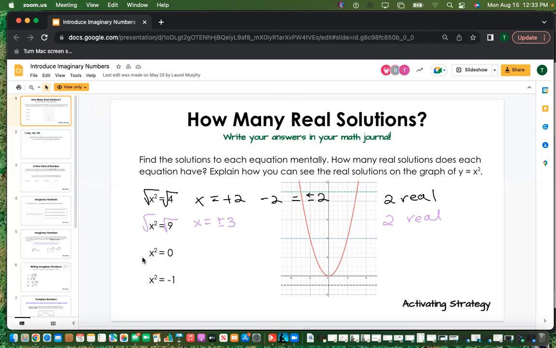What about the next one? Well, when I take the square root of both sides, what's the square root of 0? It's just 0. So how many real solutions do I have? 1 real solution, right? Now, on this last one, when I take the square root of both sides, what's the square root of -1? Well, if we type that into our calculator, it says error. Okay, so what that's going to mean is we have no real solutions. And that's what you learned back in Algebra 1.